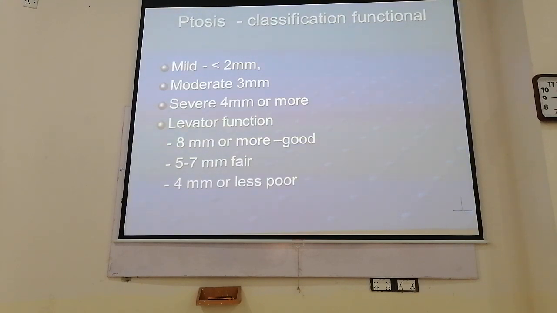Nowadays, the most commonly performed surgery to correct ptosis is levator muscle resection. We shorten the levator muscle. For example, this is the upper eyelid and this is the ptosis. If I cut from this point to this point, what will happen? It will shorten the muscle and it will elevate the eyelid. How much we will resect is decided.